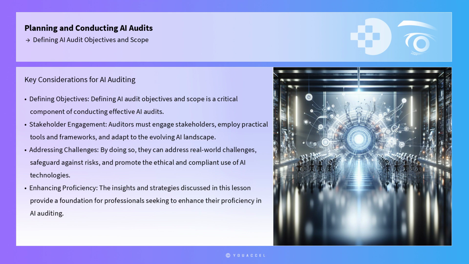In conclusion, defining AI audit objectives and scope is a critical component of conducting effective AI audits. Auditors must engage stakeholders, employ practical tools and frameworks, and adapt to the evolving AI landscape to ensure that audits are comprehensive and relevant. By doing so, they can address real-world challenges, safeguard against risks, and promote the ethical and compliant use of AI technologies. The insights and strategies discussed in this lesson provide a foundation for professionals seeking to enhance their proficiency in AI auditing, equipping them with the skills needed to navigate the complexities of AI systems in today's world.